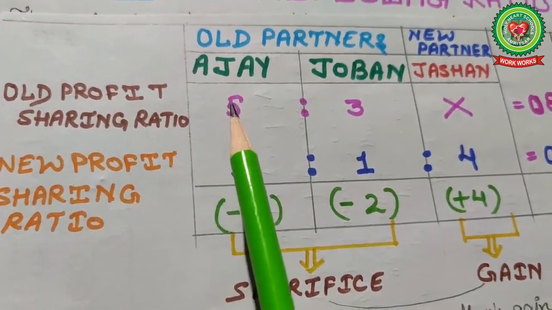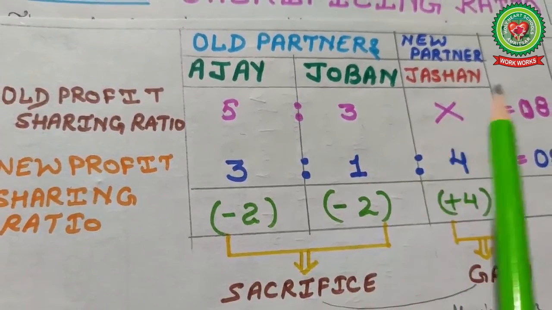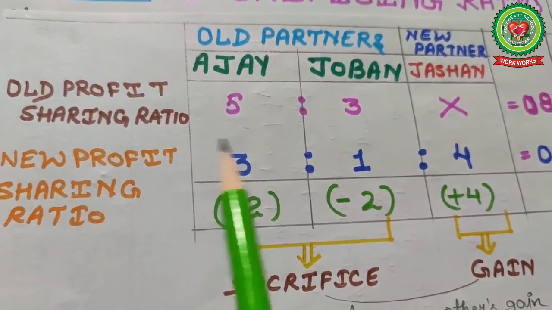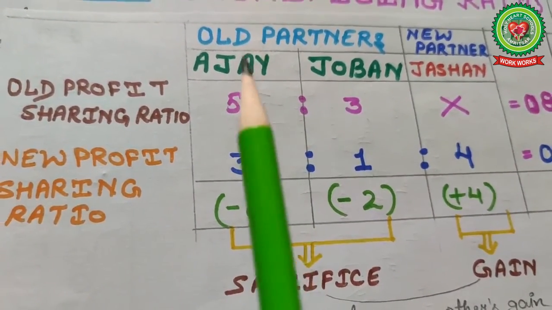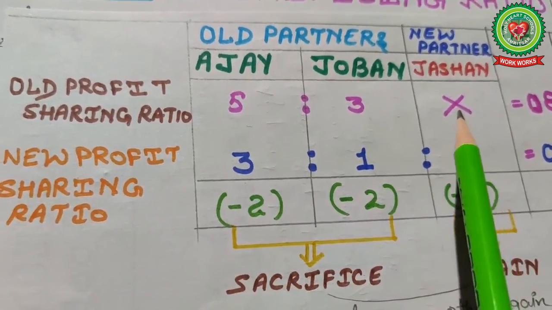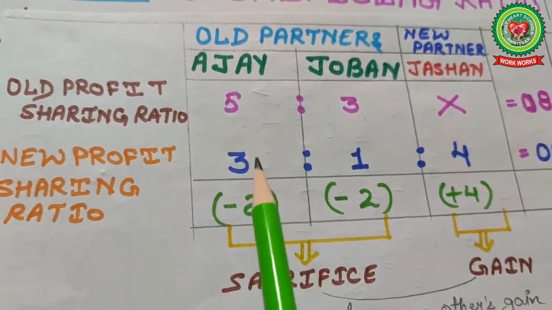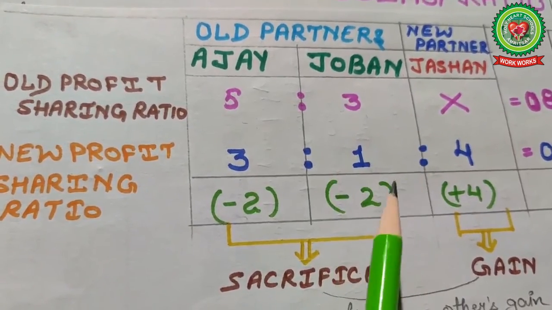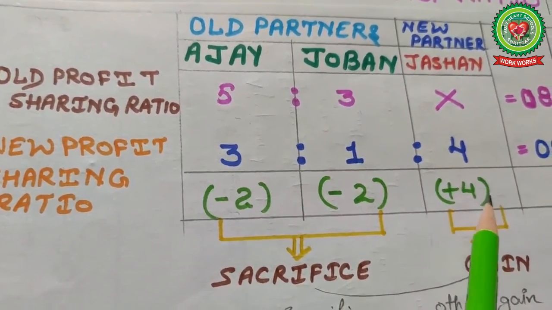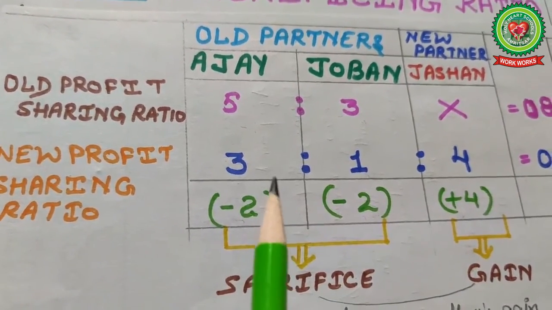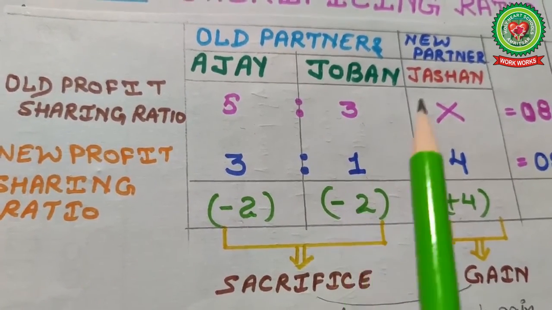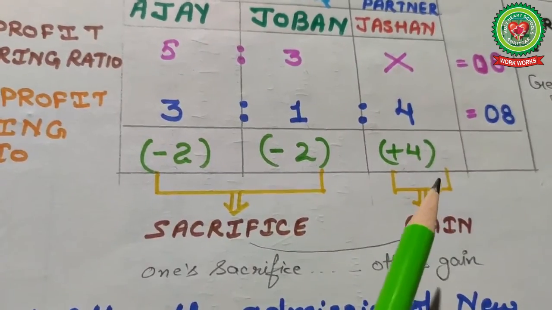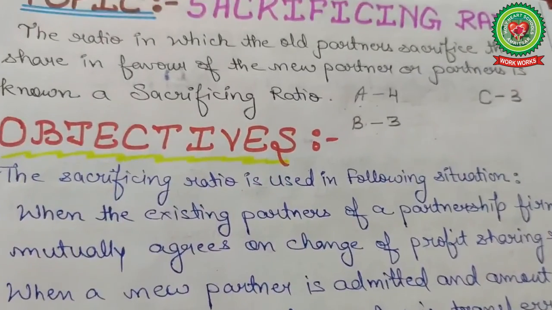Now the old profit sharing ratio of Ajay and Jovan is 5:3, and Jashan has not entered. After the admission of the new partner Jashan, the new profit sharing ratio is 3:1:4. Now find out the sacrifice made by the old partners in favor of Jashan, the new partner. Ajay: previously 5, now 3, so 2. Sacrifice made by Jovan: previously 3, now 1, so 2. 2 plus 2 is given to Jashan, 4. So here the sacrifice is made by old partners to give a share to the new partner. One sacrifices, others gain. Clear?